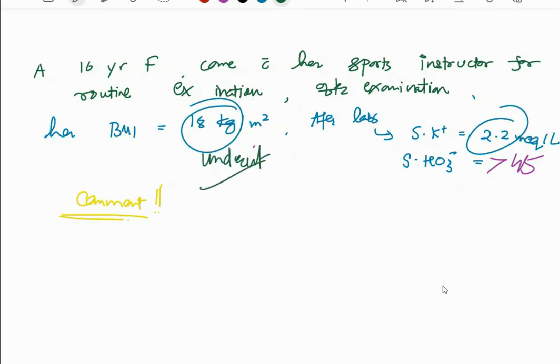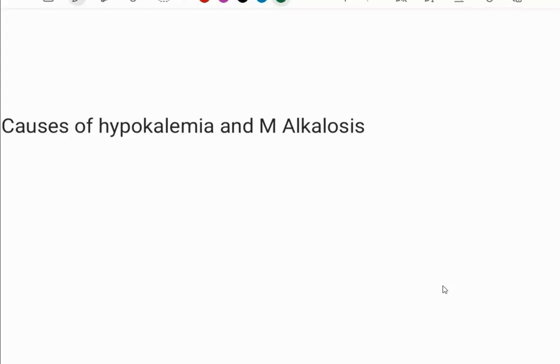And after her labs were done, we can surely say that she was hypokalemic and has metabolic alkalosis. So we have to comment on what can be the most accurate cause of the condition. First we will discuss the differential diagnosis, or the causes, of hypokalemia and metabolic alkalosis.